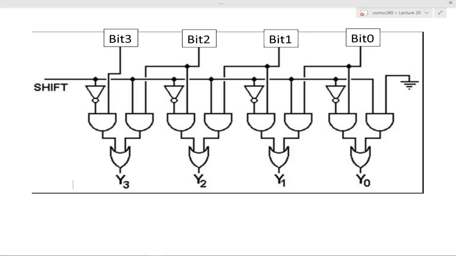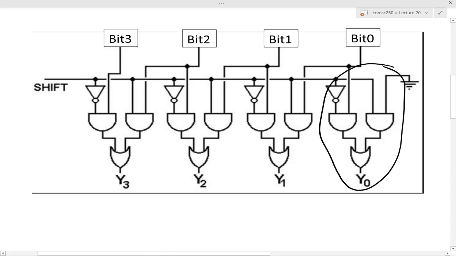Today I'd like to talk about a shifter circuit, a left shifter circuit. This particular circuit will shift 4 bits. If you wanted to shift 32 bits, you'd need 32 of these. So what's going on here? Well, this is the enable line.